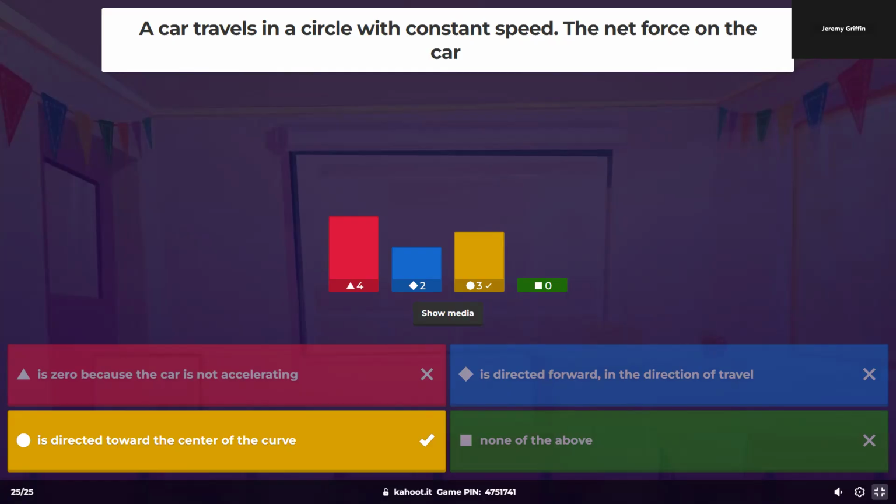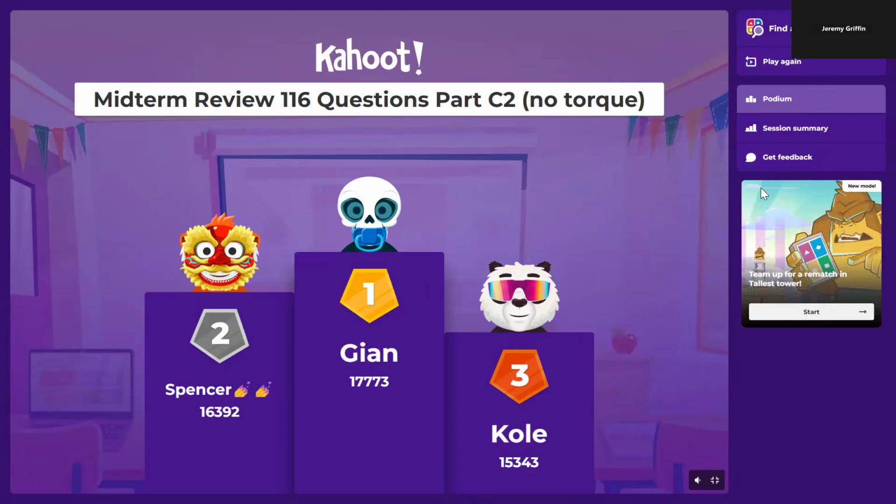Get that? All right, we're gonna find out who won the Kahoot. With the bronze, Cole. With the silver, Spencer. And the gold, Gion. Yeah, nice job, guys.